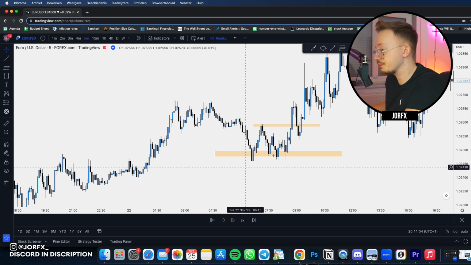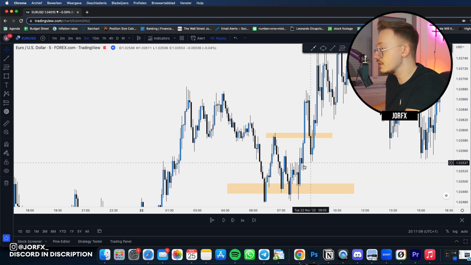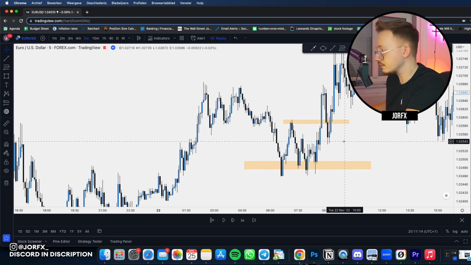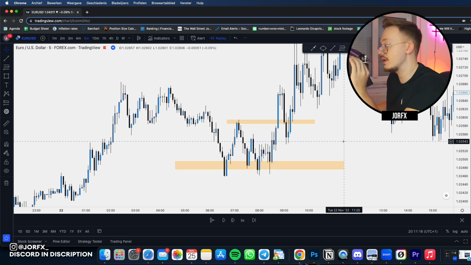This is a support zone. As you can see, price rejected it a couple of times. Then out of the support zone, we had a big bullish momentum and we had displacement. So this is also a key element in my strategy.